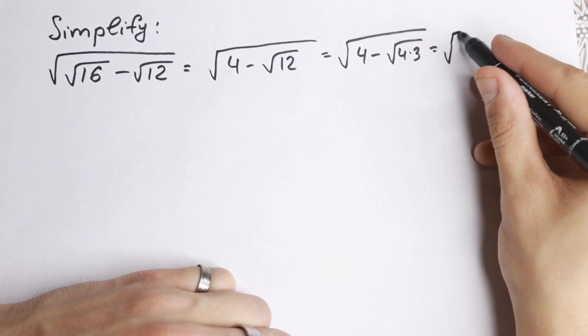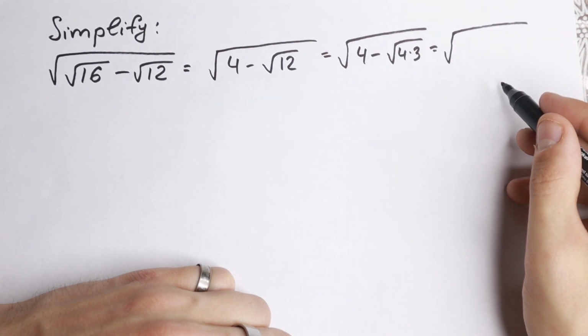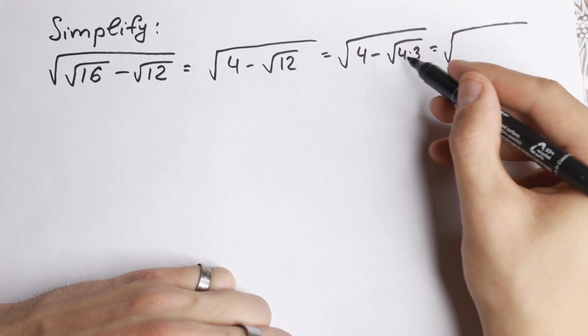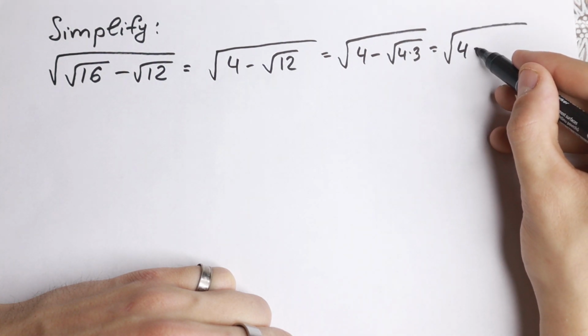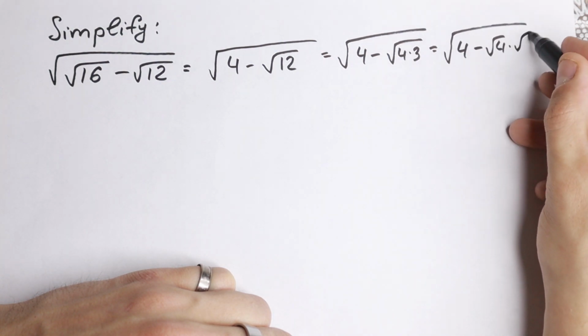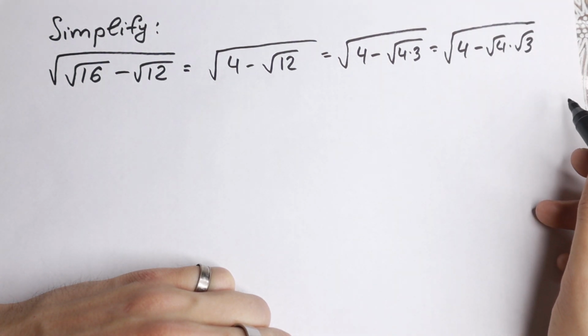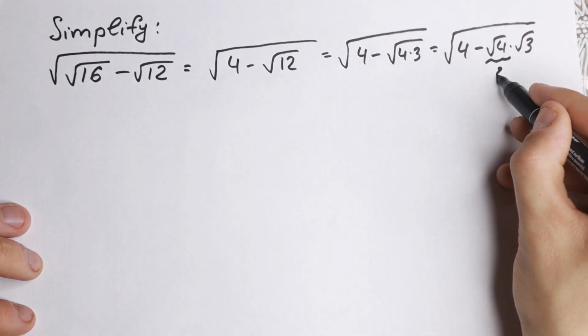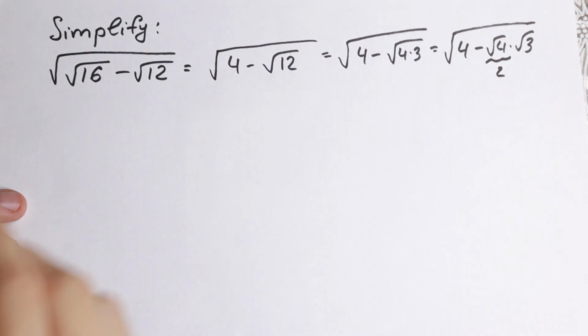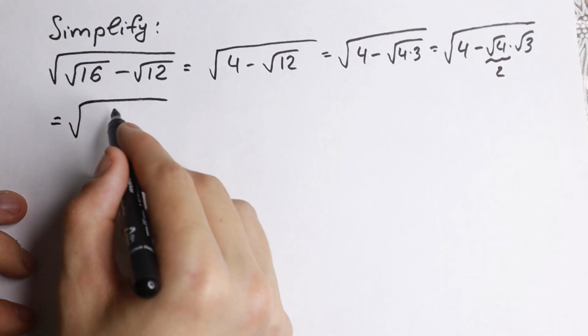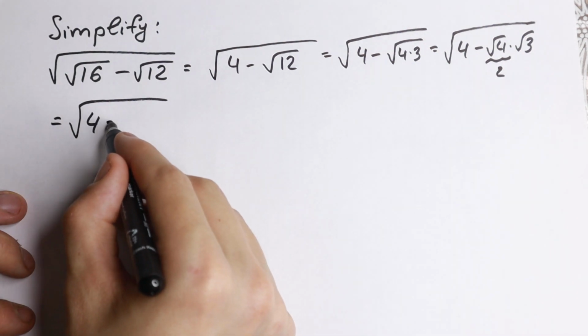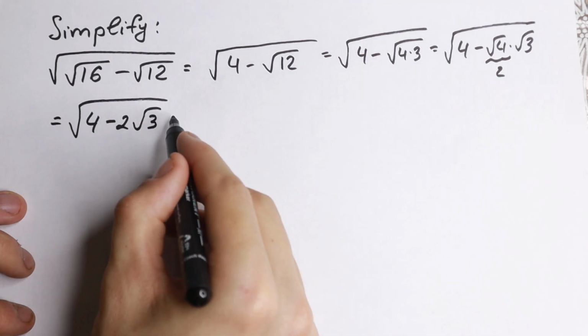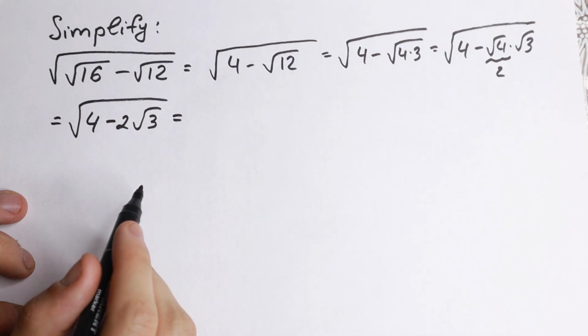Okay, let's go next. Right now we need to know a really good rule. We know that we can separate these square root signs, so we can write it as 4 minus square root of 4 times square root of 3. I hope you know this rule. This is a really good rule right here because square root of 4 equal to 2, and after all steps we can write it as 4 minus 2 square root of 3. So we can write it in this way.